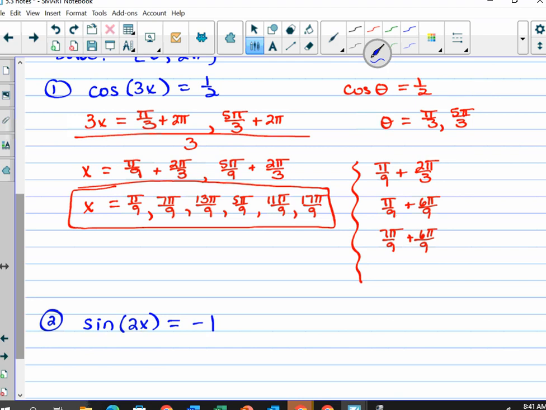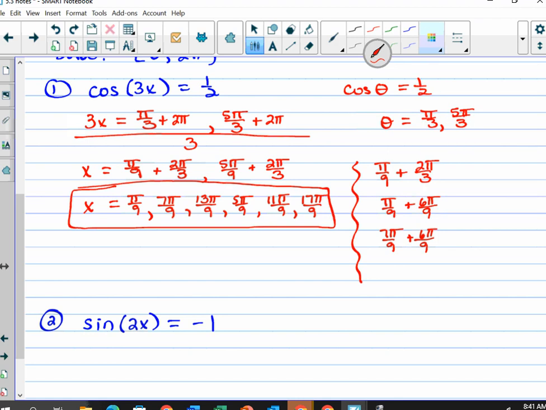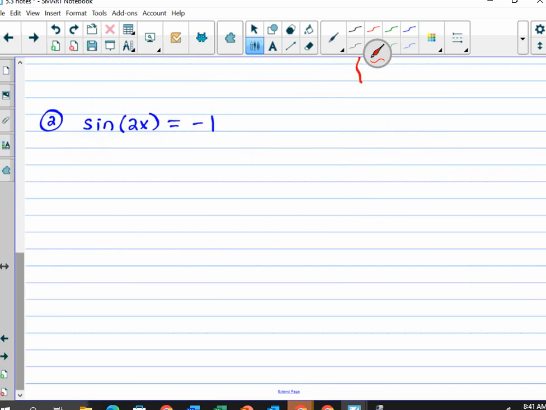All right, guys, let's try this one. Sine of 2x equals -1. Well, let's think about that. Off to the side, what if it was just sine of theta equals -1? How many times does sine of theta equal -1? So how many answers do we expect to end up with here? 2. Yeah. Do you guys want to try it?